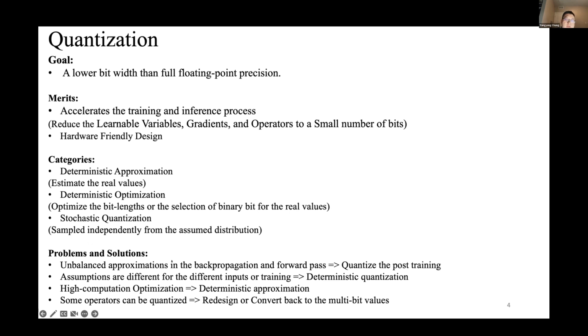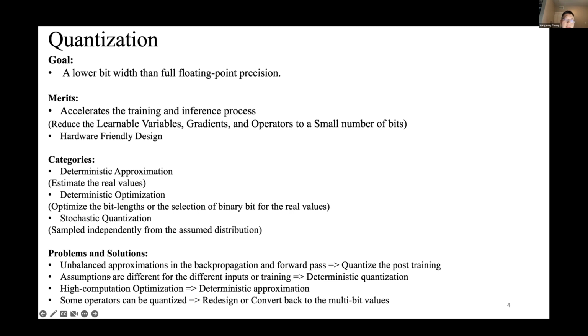First, if we want to do the approximation in the backpropagation and the forward path, normally we'll face the unbalanced approximation problem, because we have to use a different quantization method. Therefore, the better way is to choose the post-training model. So we train the model in floating point numbers, but when we implement it in the real world, we use the post-training model and quantize it.